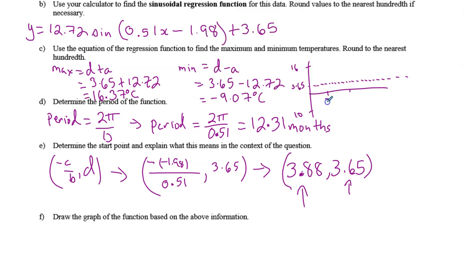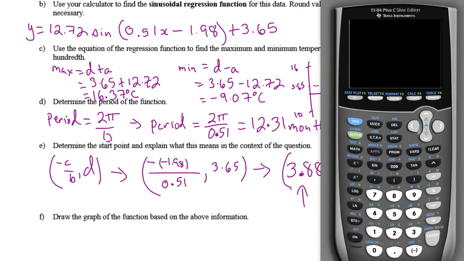Okay, let's go 3 months, 6 months, 9 months, and 12 months. So at 3.88 months, we're going to reach the middle temperature. And if we think about what is 3.88, so 3 months takes us into March, and 0.88 of a month. So let's go here.